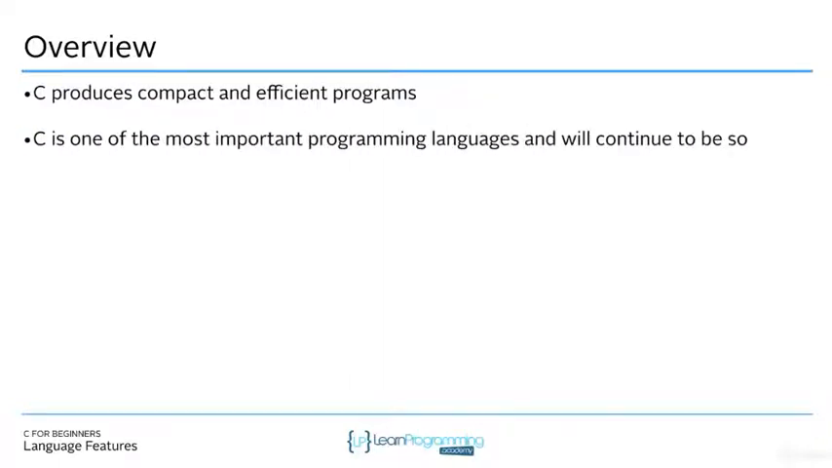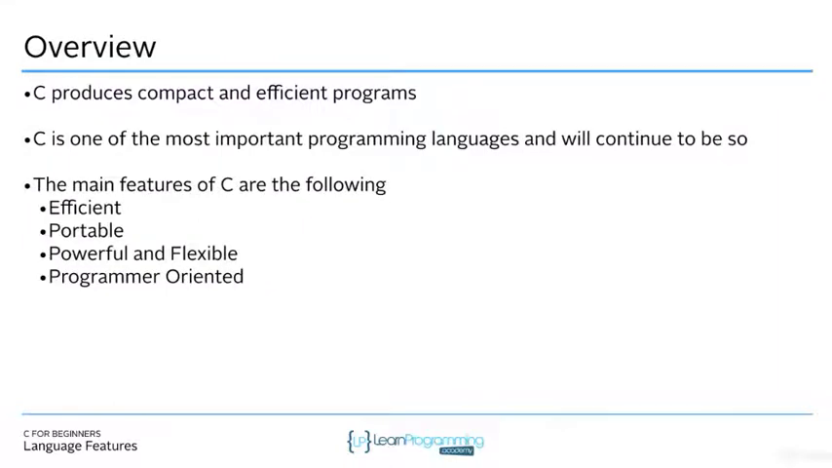In this lecture, I want to discuss some of the specific features related to the C programming language. So we know all the advantages of C. I talked about that kind of ad nauseam. We know that C produces compact and efficient programs. That is a language feature, though. That's important. It's one of the most important programming languages and will continue to be so. We know all of this, so I just, again, want to reiterate it.